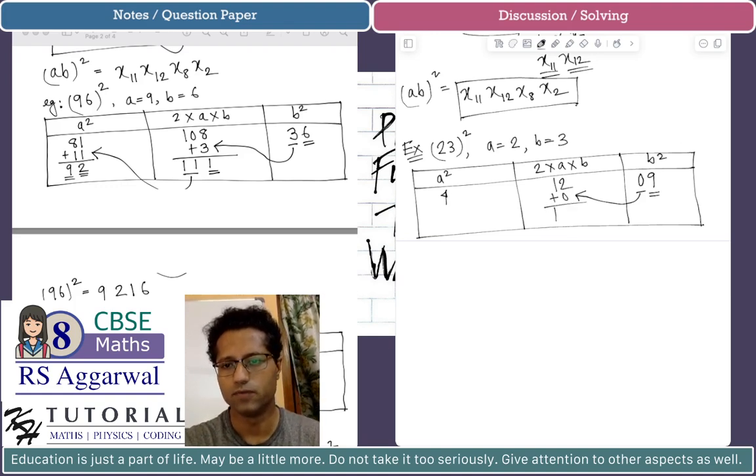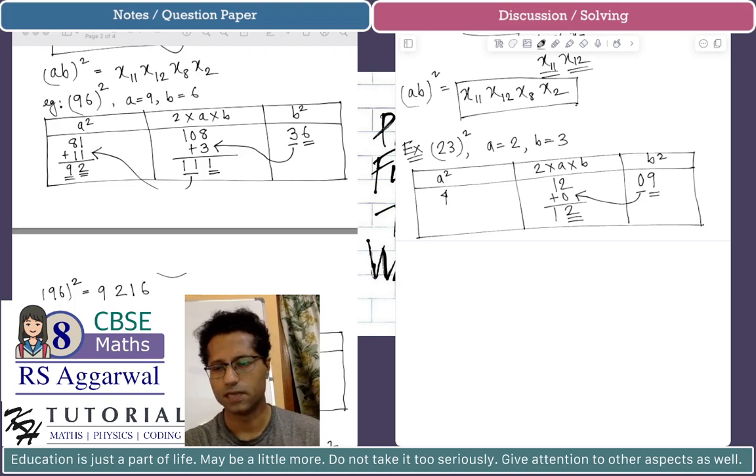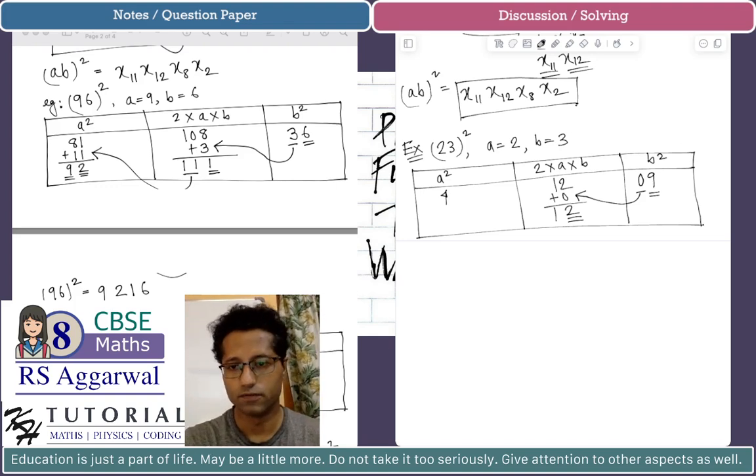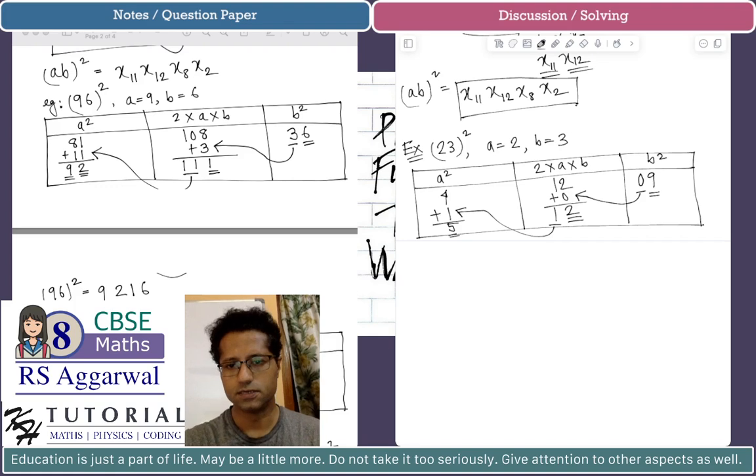This is becoming 12. Now from the 12, I will need the digit at the units place in the final result, and whatever is left over, 1, I will add here. This one will be added with the 4. That is the first column, and I've got result as 5. So these digits I will require.